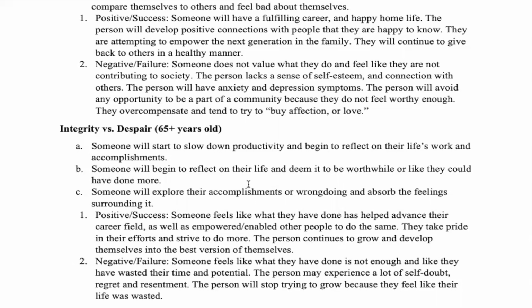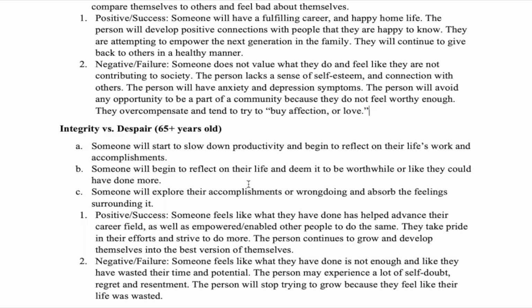In this stage, typically it is 65 years and older, or any point in life, because again, it's not about the age, it's about the specifics of the stage relative to the questions. So integrity versus despair is when someone will start to slow down productivity and begin to reflect on their life's work and accomplishments. So someone will begin to reflect on their life and deem it to be worthwhile, or like they could have done more. They're like, man, we did all that we possibly could. But it could also be like, man, we hurt a lot of people, we didn't help a lot of people, and I wasted a lot of time.